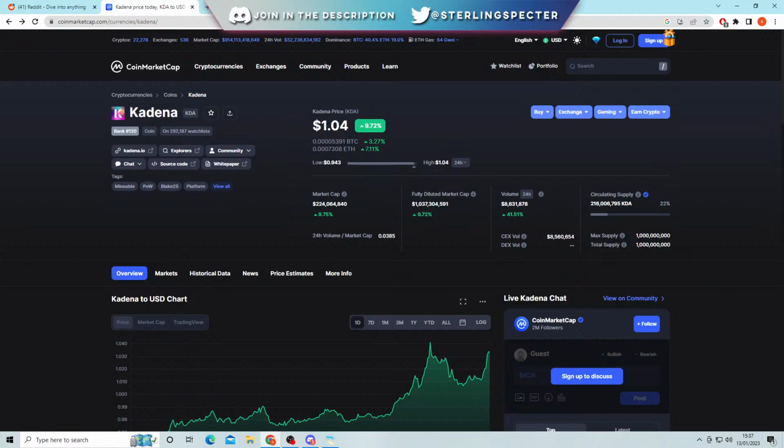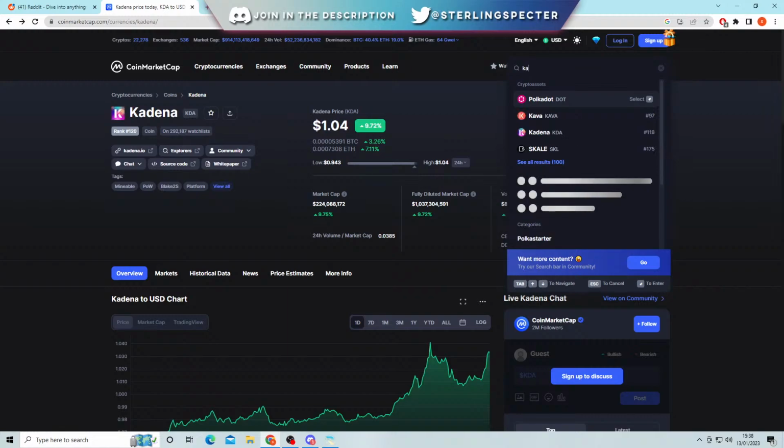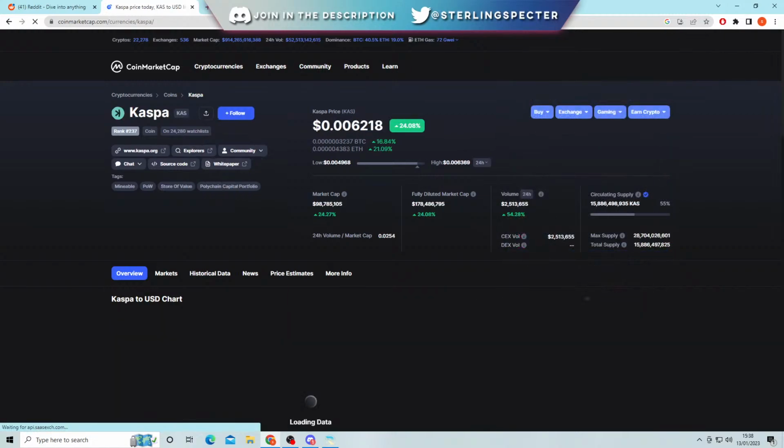Maybe I should swap my Casper to Kadena. Well, I like Casper Coin. I like what it's doing in the space. It's still got a lot of room to grow.